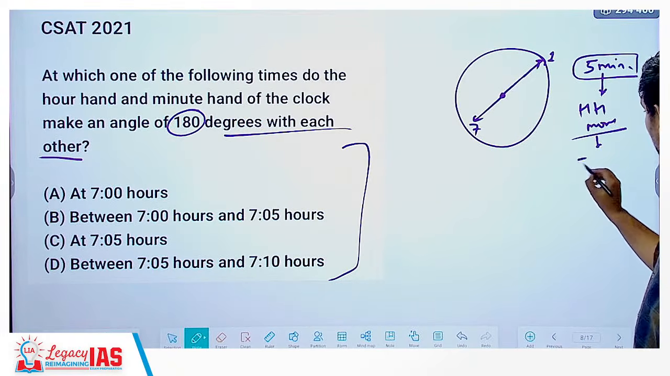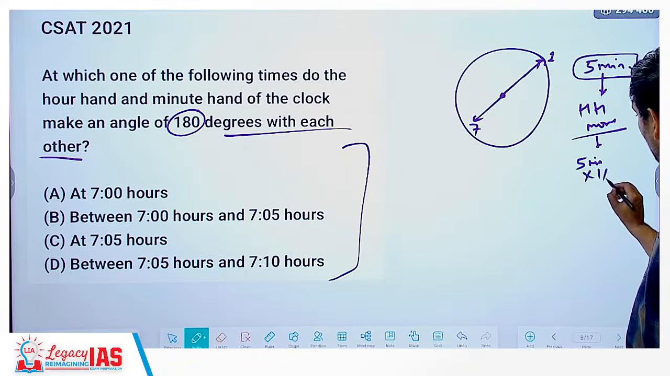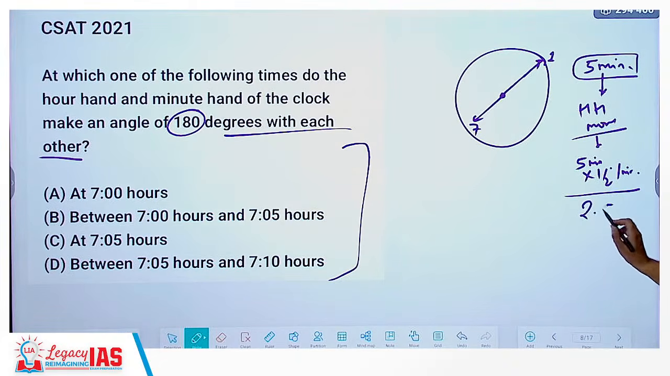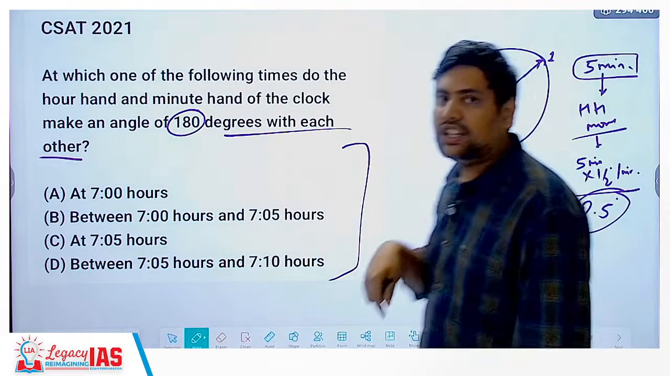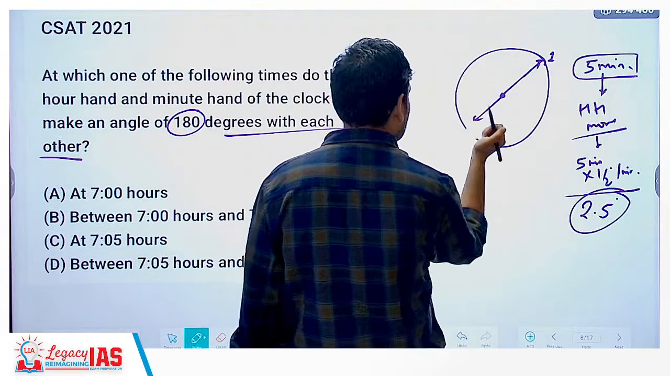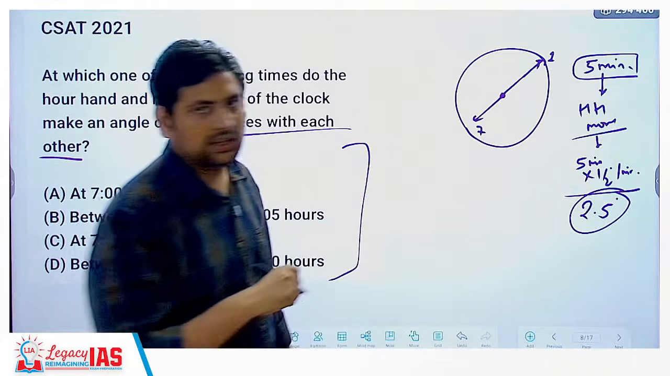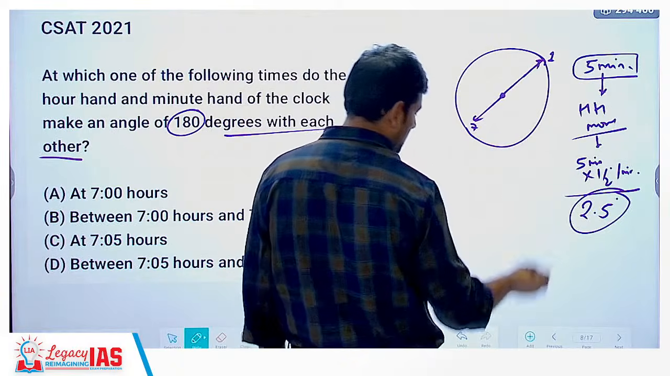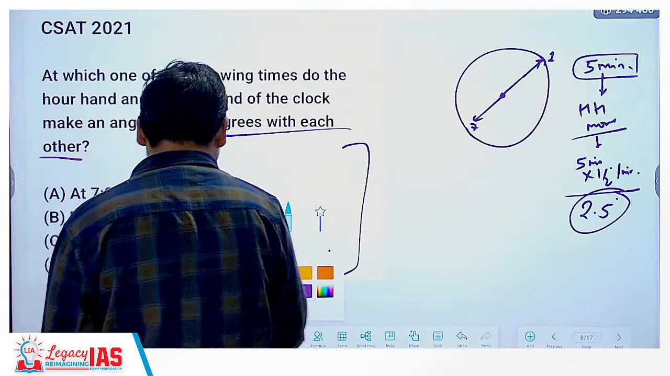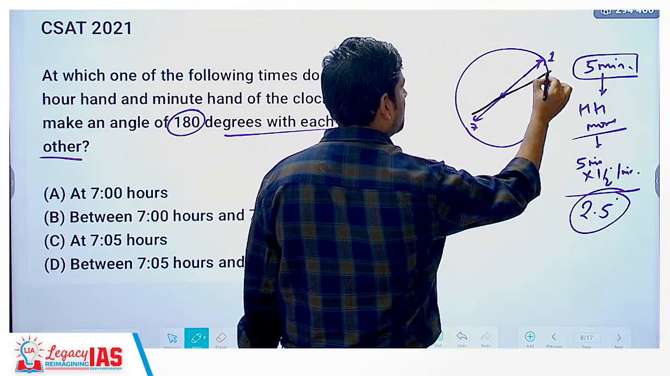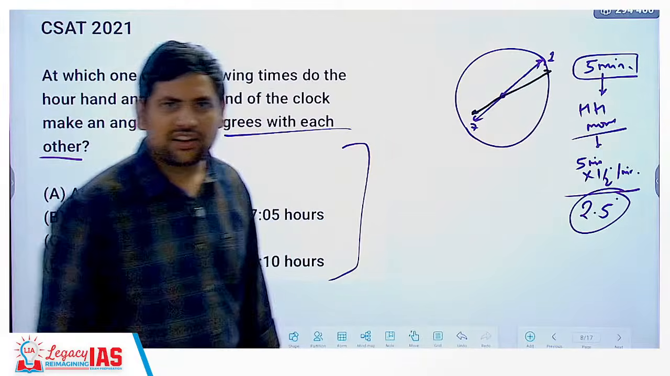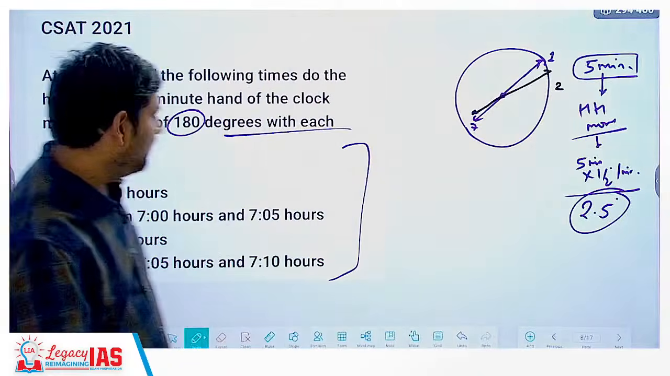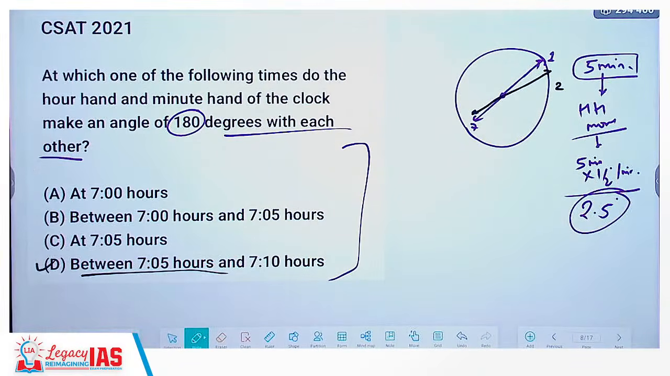What is that? That will be 5 minutes into half. Half degree per minute was the speed, remember, of the hour hand. So 5 into half becomes 2.5 degrees. That means it won't be exactly at 7. It will be slightly ahead of 7. And that is why here you cannot get it exactly. It will come somewhere here, somewhere ahead, just a little ahead. So it will be between 7:05 and 7:10. If you can feel this, so answer becomes between 7:05 and 7:10.